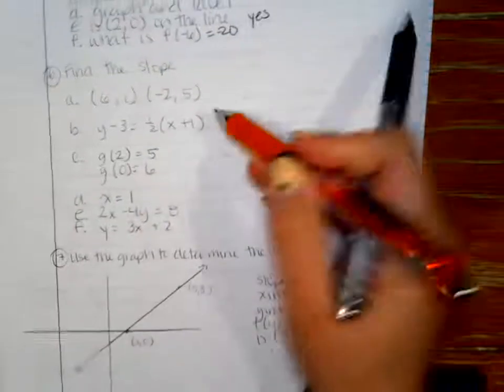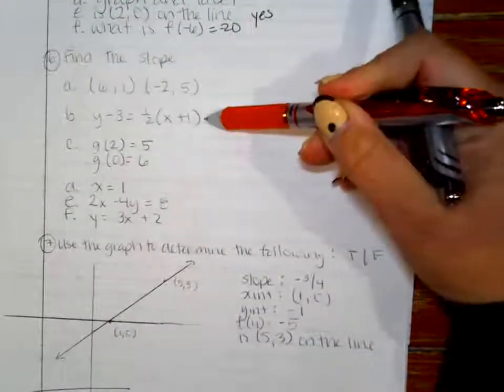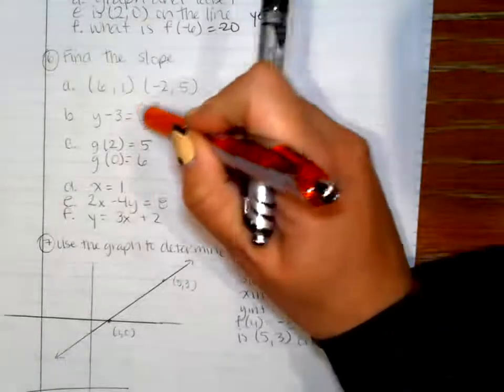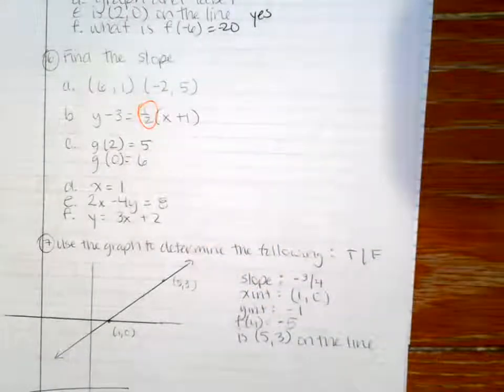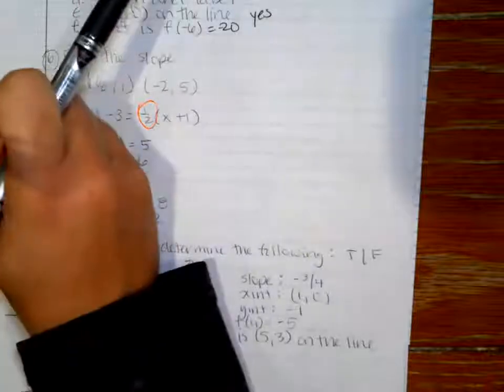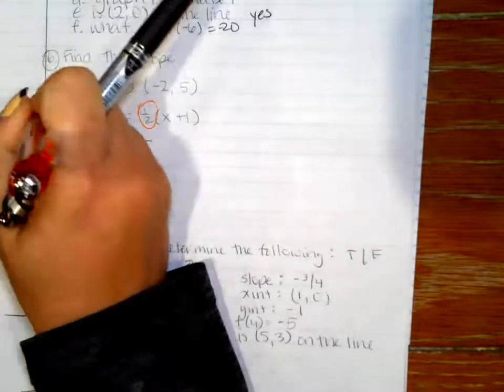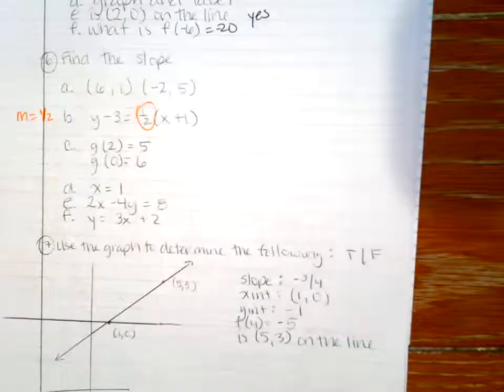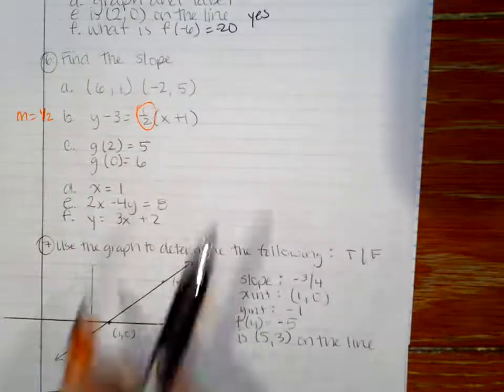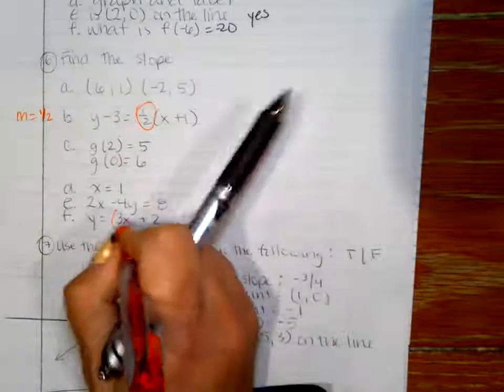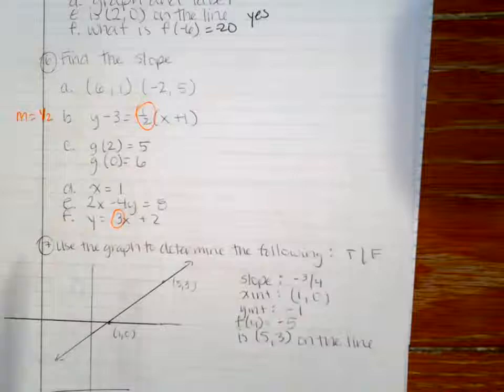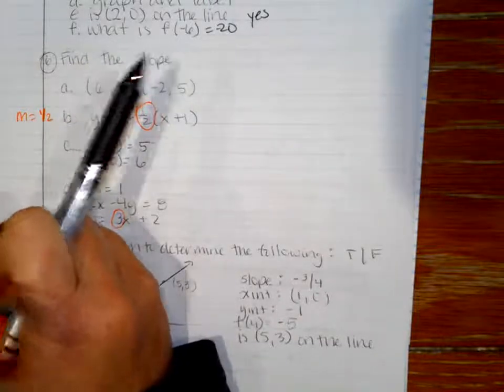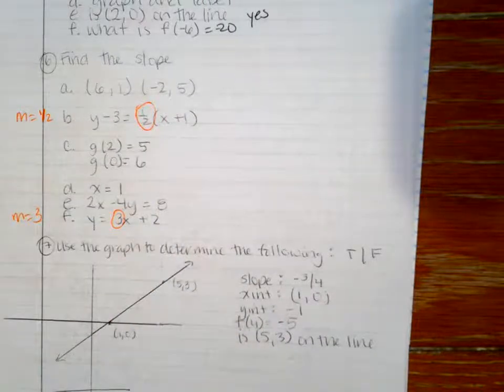All right, this guy right here is in point slope form. My slope is already there. It's right there. Okay, my slope for this one is 1/2. No math. Okay, this guy right here, my slope's already there. It's in slope-intercept form. My slope is equal to 3.